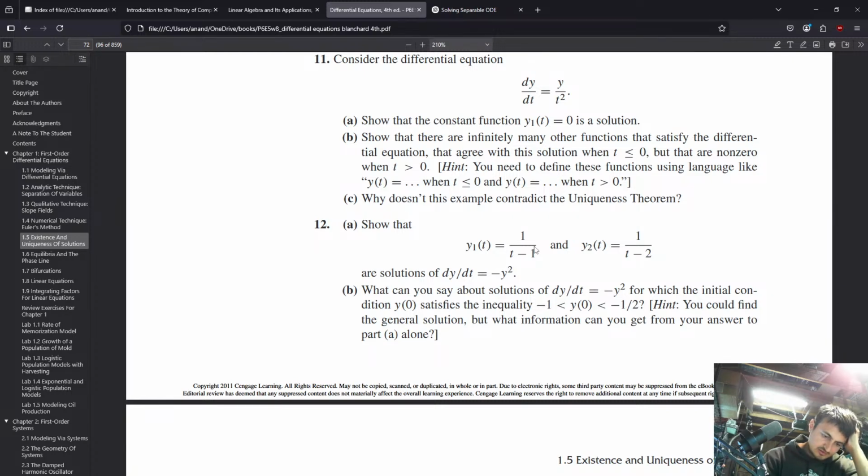Okay, now for t minus 2, it's the same thing. It's going to be minus 1 over t minus 2 squared is equal to minus 1 over t minus 2 squared. Yep. All right, so I just showed that we have those two solutions. But what we need to do next is, so now if y of 0 is between minus 1 and minus 1 half.